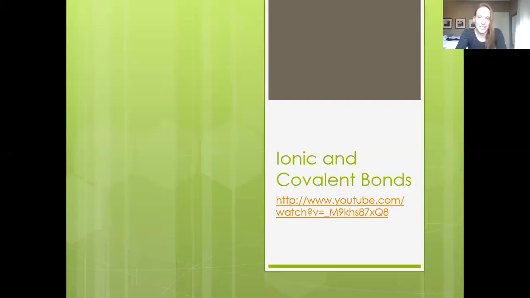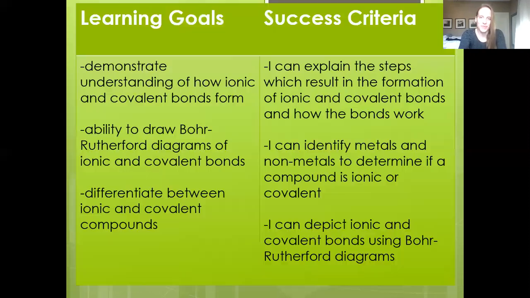Okay, so this lesson is all about ionic and covalent bonds. Ionic bonds being the bonds in ionic compounds, and covalent bonds being the bonds in molecular compounds. So we're going to talk about, again, how these different bonds form. You also have to be able to draw diagrams of these molecules and their bonds, and then be able to differentiate between ionic and covalent compounds.